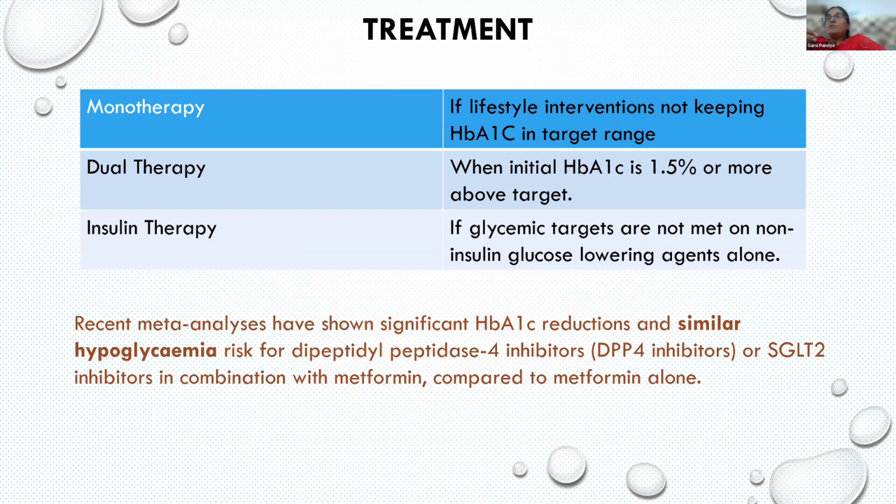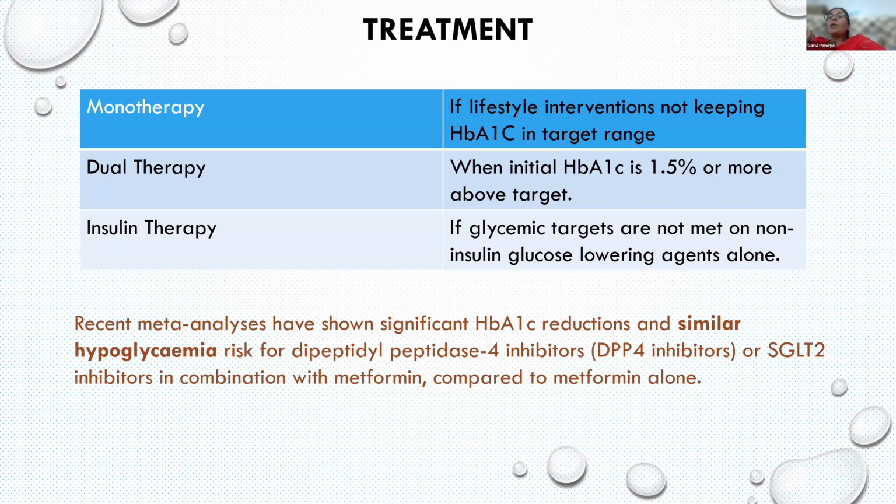But if the HbA1c, in spite of starting the patient on metformin, which is the first-line monotherapy for diabetes, is 1.5 times or more above the target, then this patient needs dual therapy. And insulin therapy is needed when we cannot control their HbA1c with the oral anti-diabetic medications.